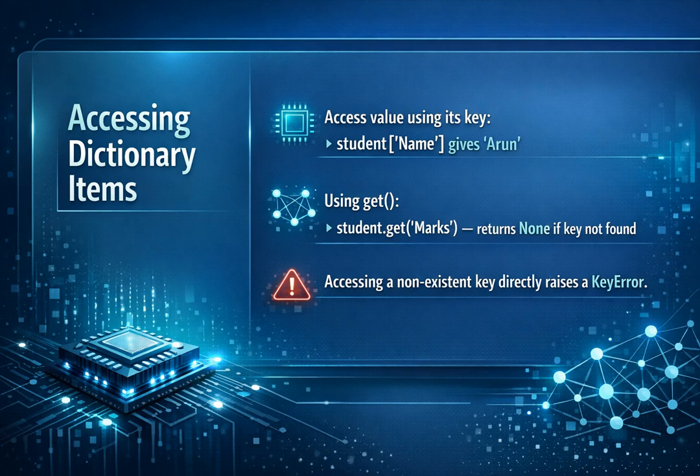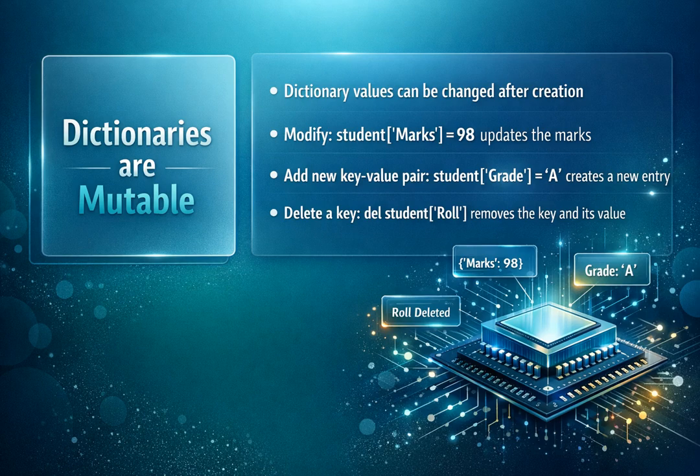The get method is safer because it returns None, or a default you specify, if the key does not exist, instead of raising a key error like direct square bracket access would. Dictionaries are mutable. You can change an existing value by assigning a new value to its key. You can add a completely new key-value pair simply by assigning a value to a key that does not yet exist. And you can delete a key-value pair using the del statement.